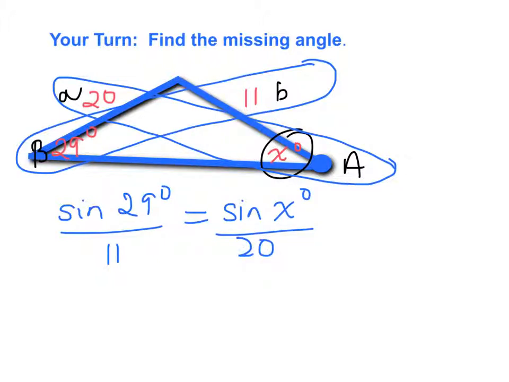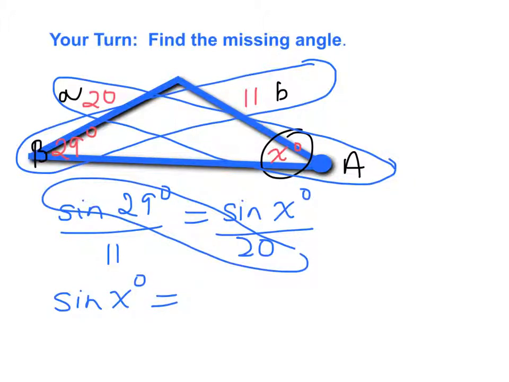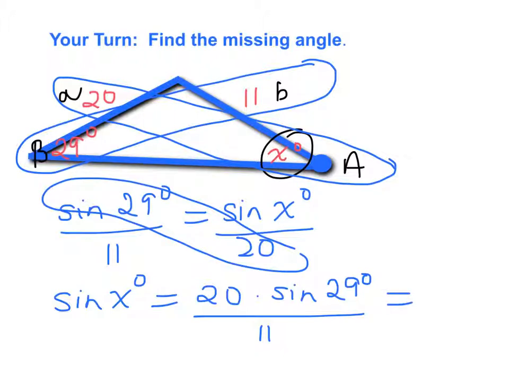And now we solve for our unknown, again, sine x degrees equals, if we're looking for our third loop, which is here, 20 times the sine of 29 degrees all over 11. And don't forget, the very last step will be second function sine, and if you did that correctly, I got 61.8 degrees. So there you have it. There's Sine Law, finding a missing side, and finding a missing angle.